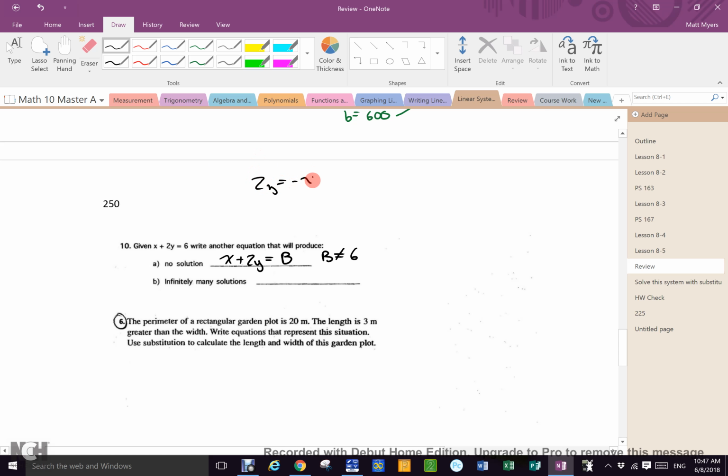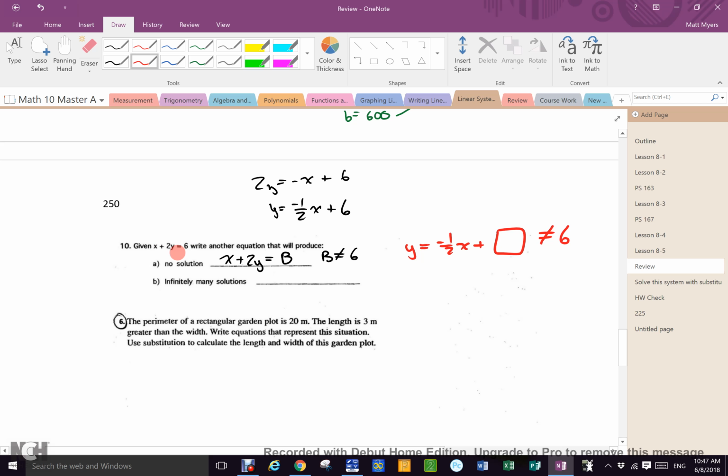2y equals negative x plus 6. Y equals negative 1/2 x plus 6. If you wrote that, then your answer here would be y equals negative 1/2 x plus any other number. But that number can't be 6. Does everybody understand? Okay. And if it has infinitely many solutions, then it's that exact same equation multiplied by any number, correct?